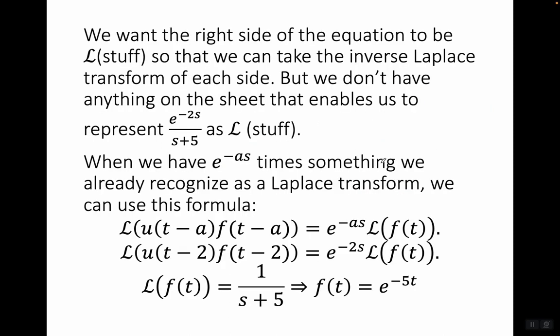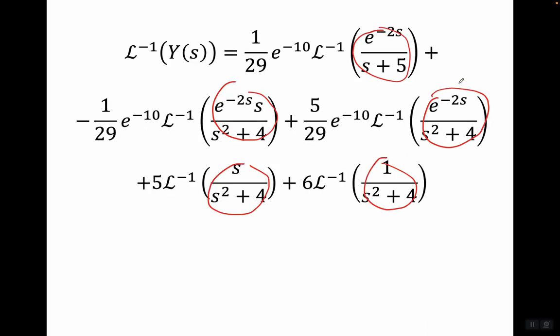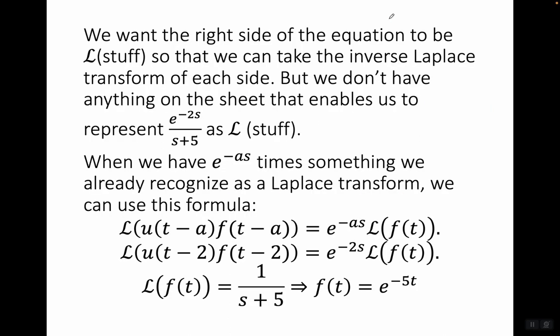We want the right side of the equation to be the Laplace transform of stuff. So we can take the inverse Laplace transform of each side, and then the right side would just be stuff. But we don't have anything on the sheet that enables us to represent, say, e to the negative 2s over s plus 5 as a Laplace transform of stuff. Well, we don't know what the inverse Laplace transform of e to the negative 2s over s plus 5 is. We haven't seen that. It's not on any of the sheets.